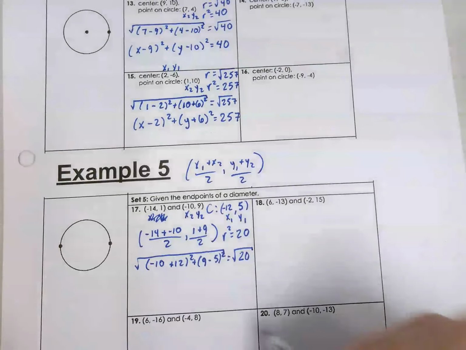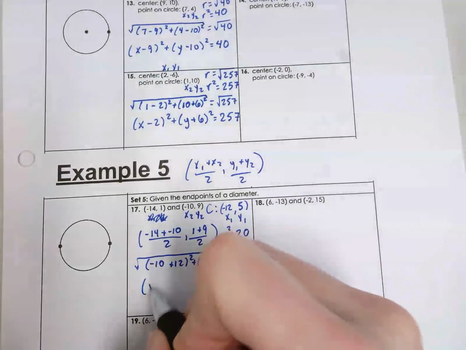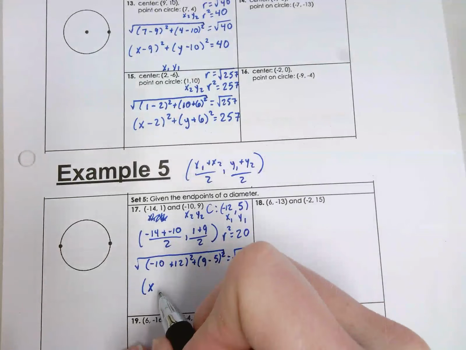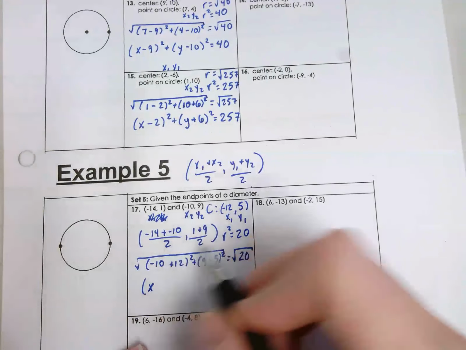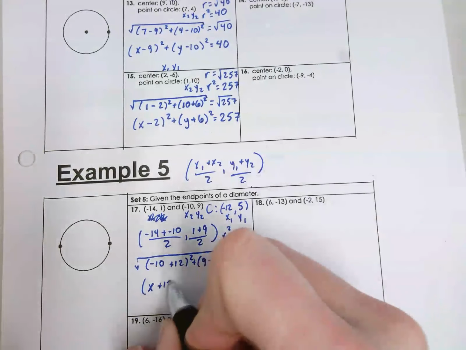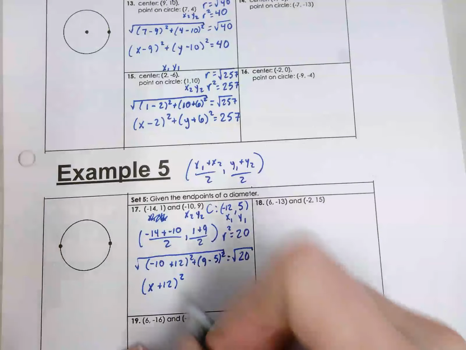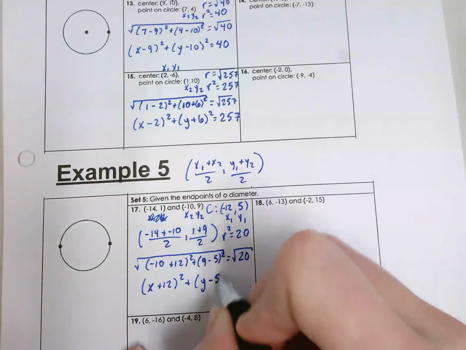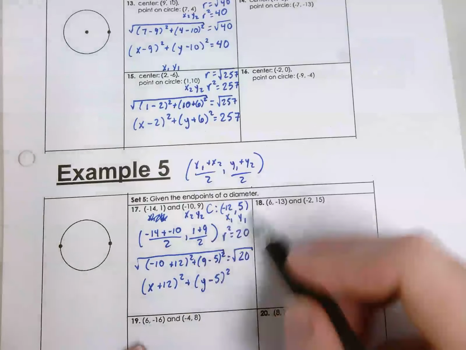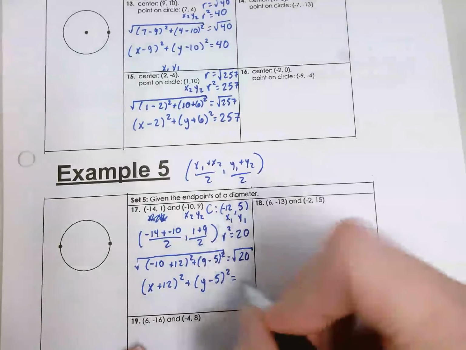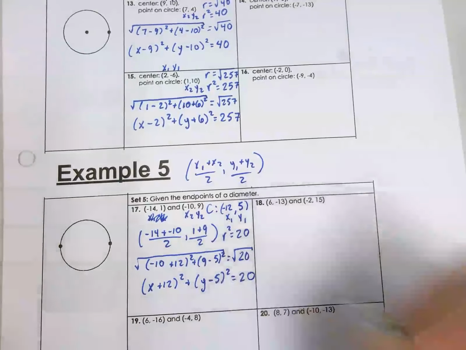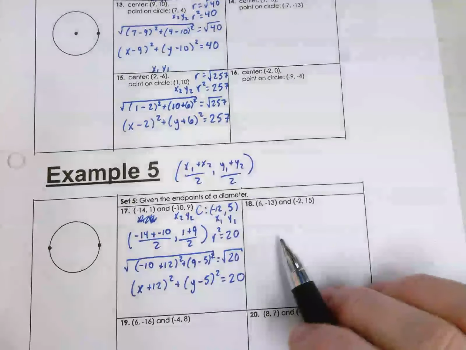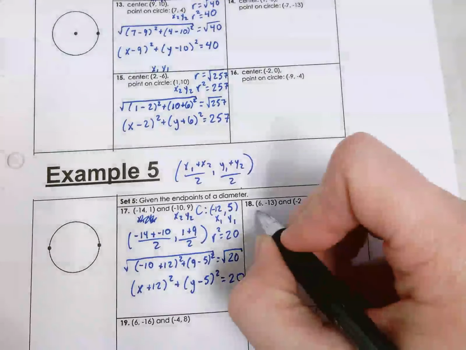So now I have everything I need in order to plug into my circle formula in standard form. So it would be x minus a negative 12, so x plus 12 squared, plus y minus 5 squared. I'm getting those from right here on my center, is equal to r squared, which came out to be 20. And then lastly, 18, I would do the same thing.